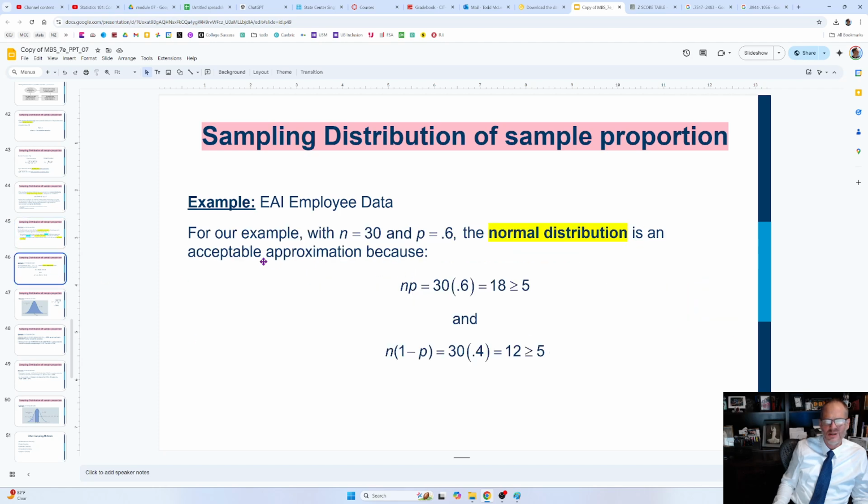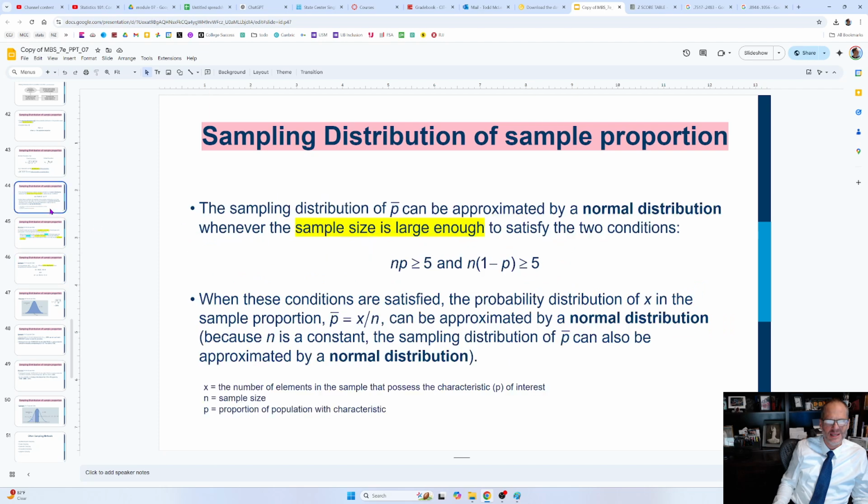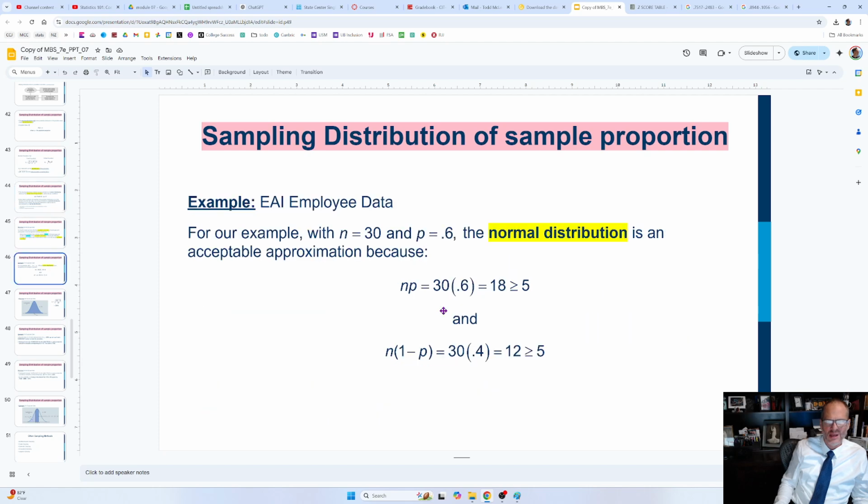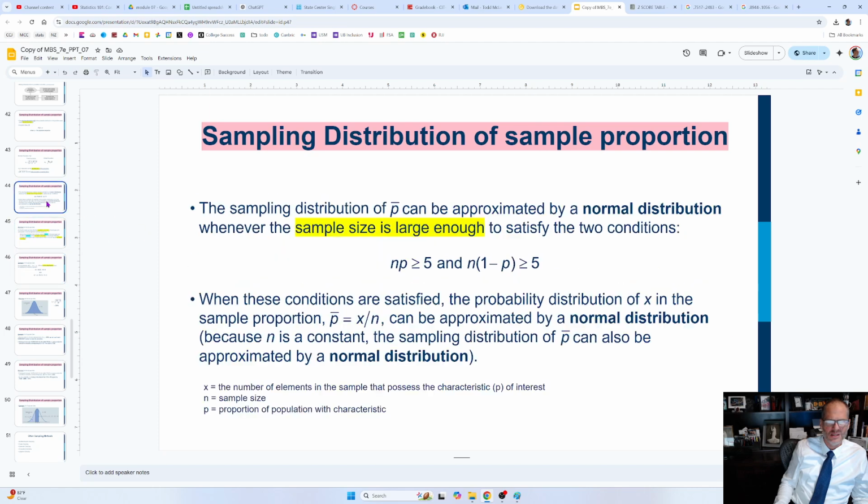So the first thing we do is see if we can satisfy this condition. If we satisfy these conditions, the sampling distribution of the sample proportion can be approximated by a normal distribution. Here we have n times p: 30 times 0.6 is 18, which is greater than or equal to 5, because these are our conditions, right? This has to be greater than or equal to 5.